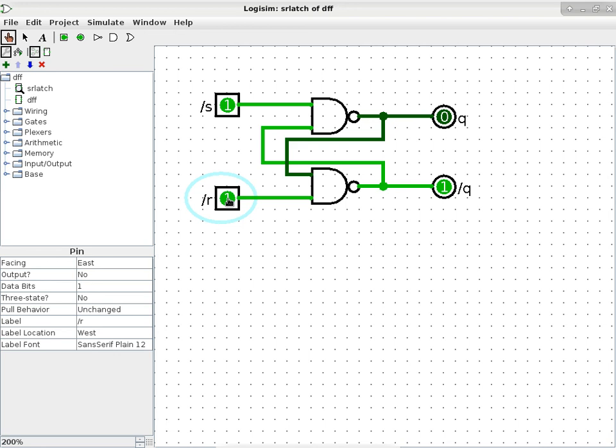Are you guys noticing that? So it's impossible for them both to be 1. Yeah, both the outputs to be 1. That is a very interesting question.